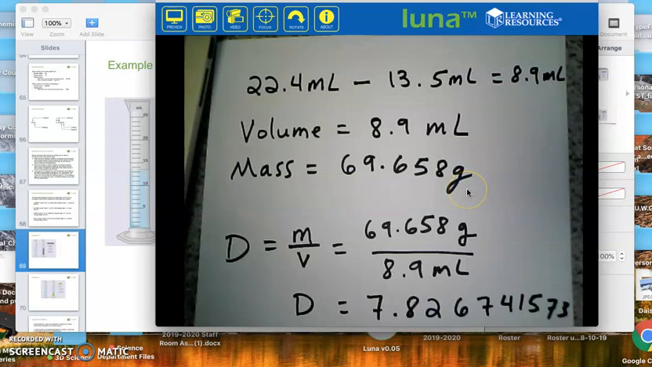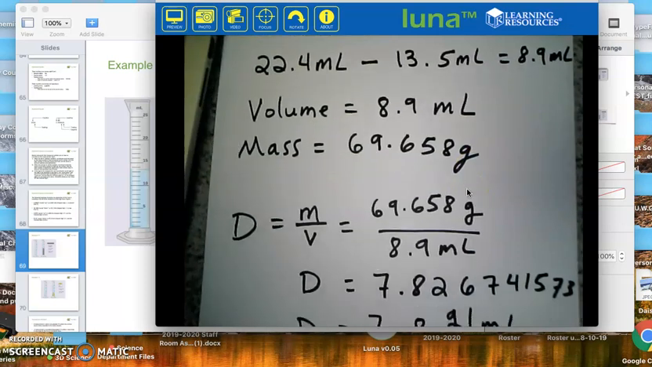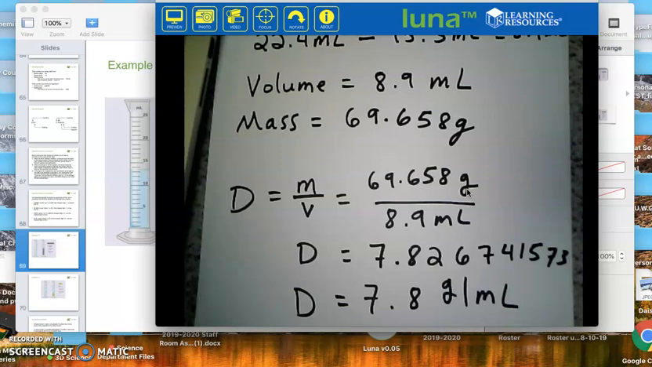And I have the mass, and now I just set up my equation for density, which is mass divided by volume. And then I input my numbers into my calculator to divide. And these are the numbers I get from my calculator. Now that is not the density of my rebar because there are way too many significant figures here, right?